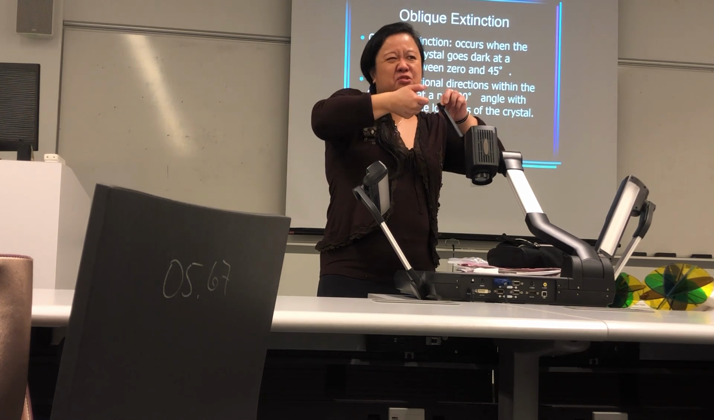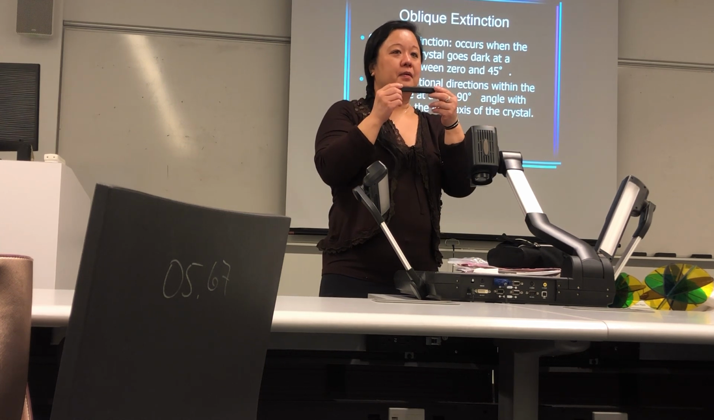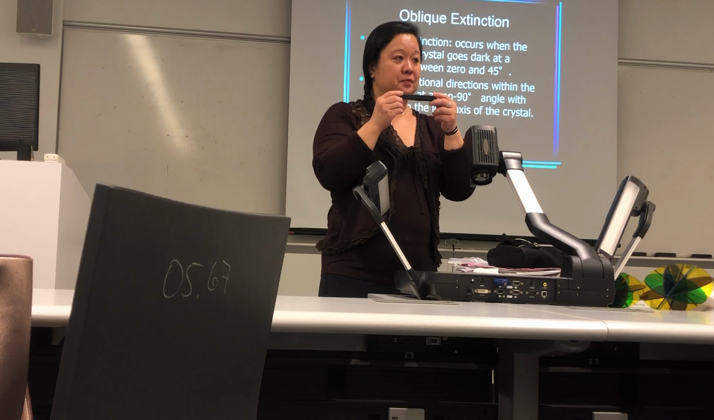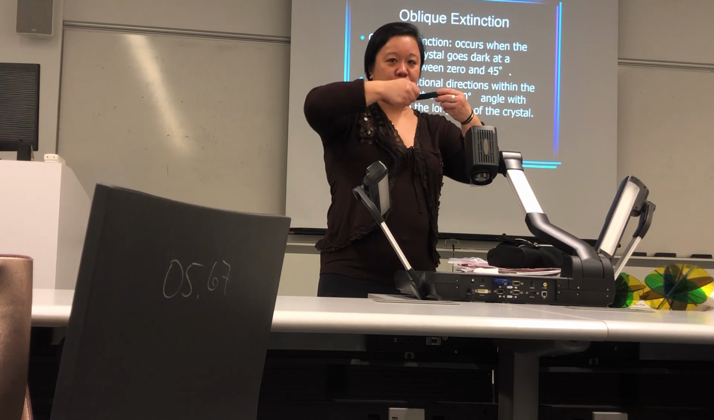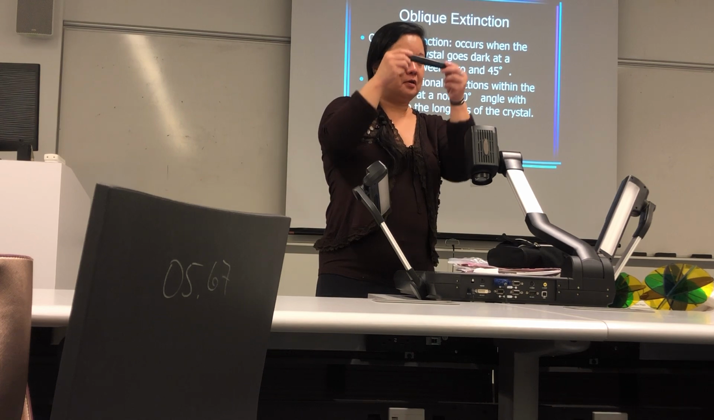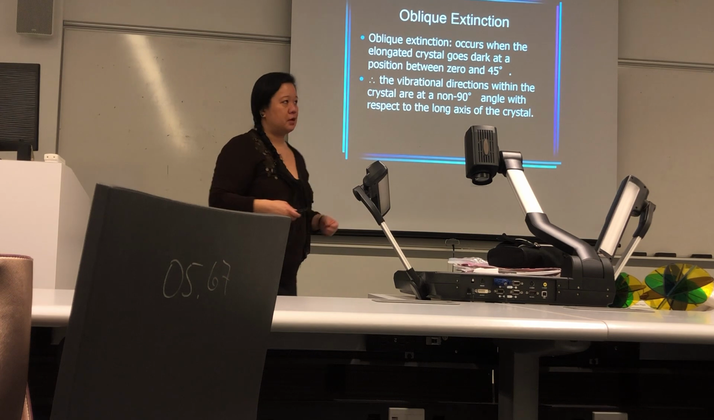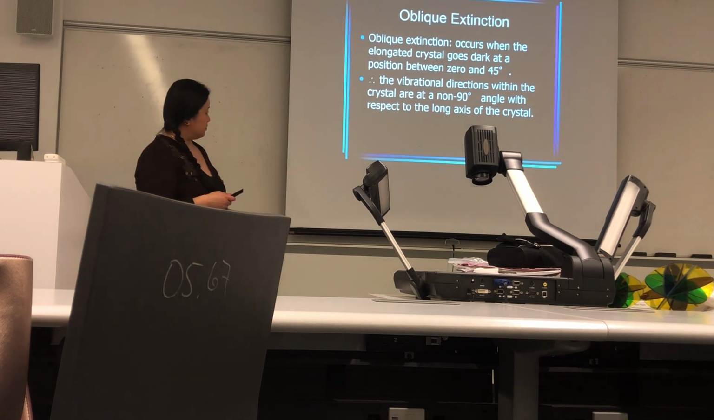If you untwisted it and flattened it out, then you would see a better example of true extinction. But because naturally it's twisted, parts will look bright while other parts look dark, etc. But you'll see that yourself when you look at cotton through the polarizing light microscope.